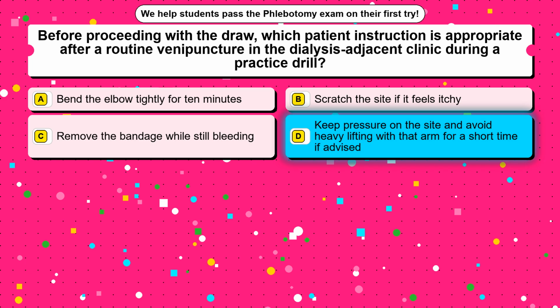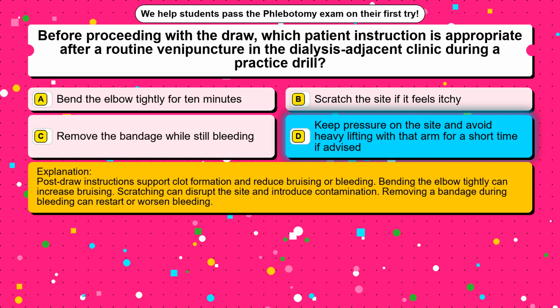The correct answer is option D. Keep pressure on the site and avoid heavy lifting with that arm for a short time if advised. Post-draw instructions support clot formation and reduce bruising or bleeding. Bending the elbow tightly can increase bruising. Scratching can disrupt the site and introduce contamination. Removing a bandage during bleeding can restart or worsen bleeding.